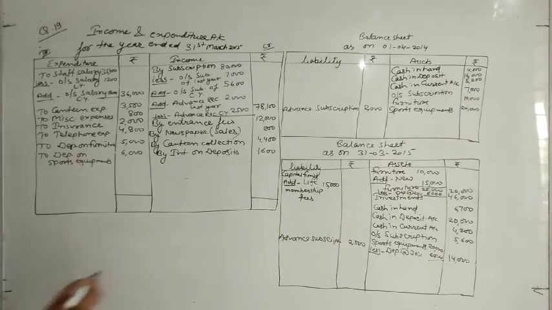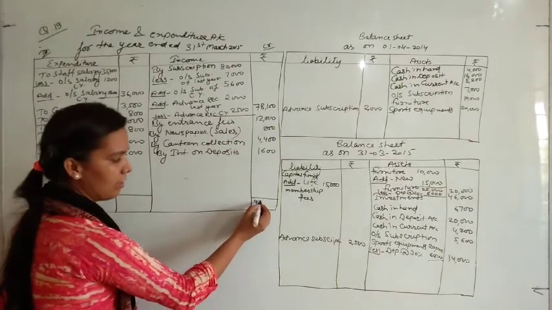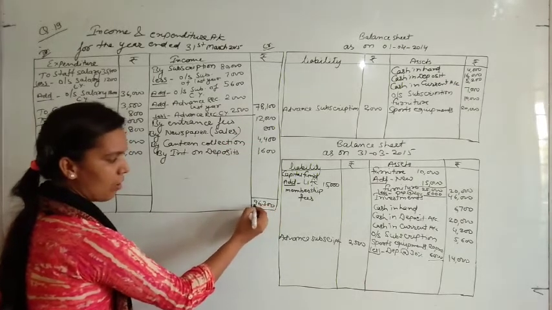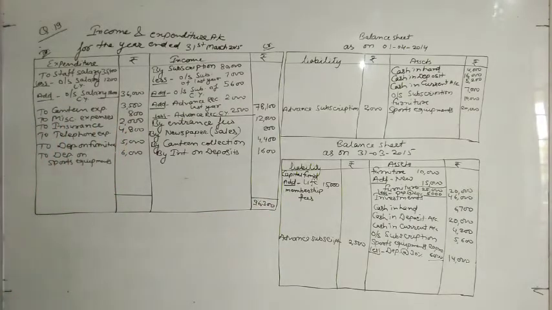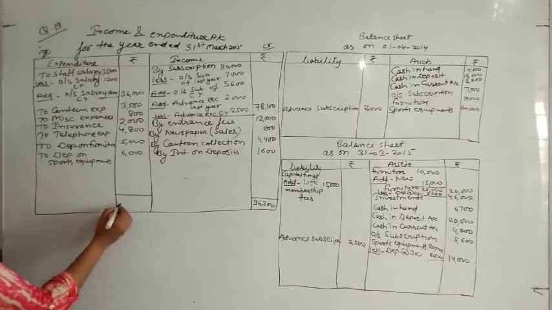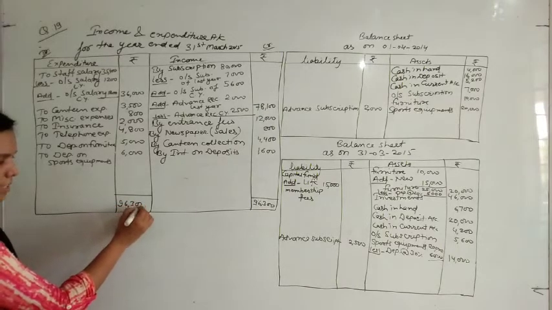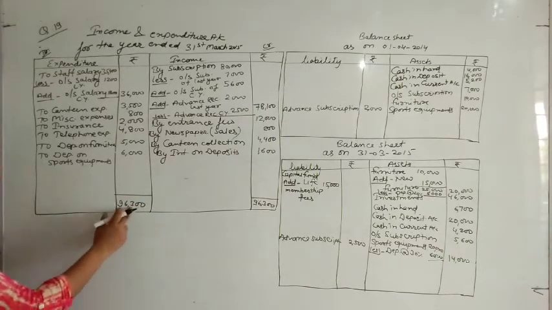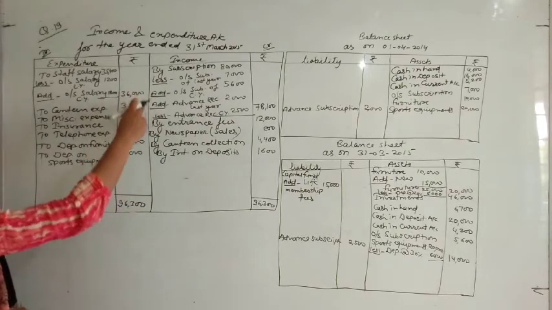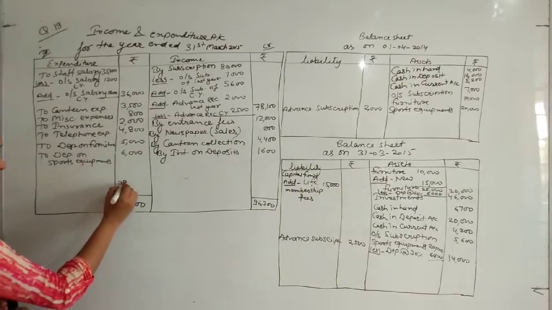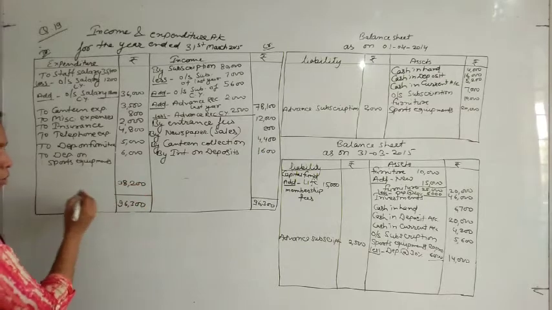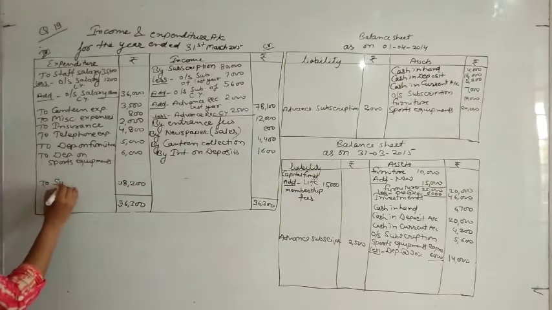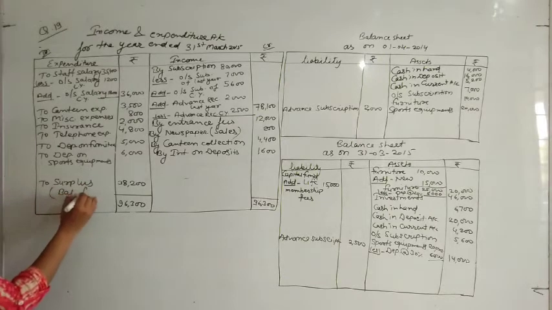So the total of credit side will exceed, that will be 96,300. So the same total will be put on both sides, 96,300. Out of 96,300, just deduct all these amounts, then we will find 38,200. This is the surplus amount, and we can write here balancing figure.